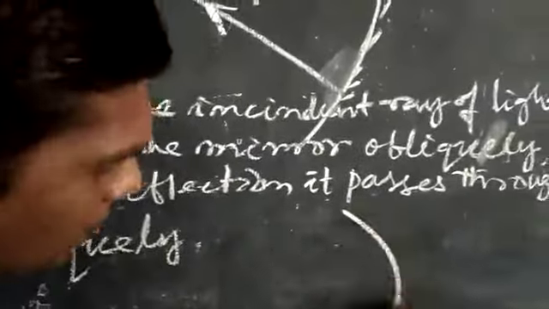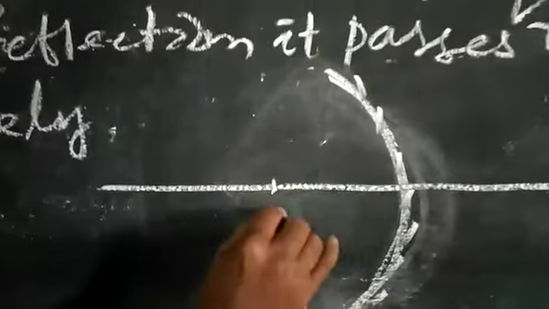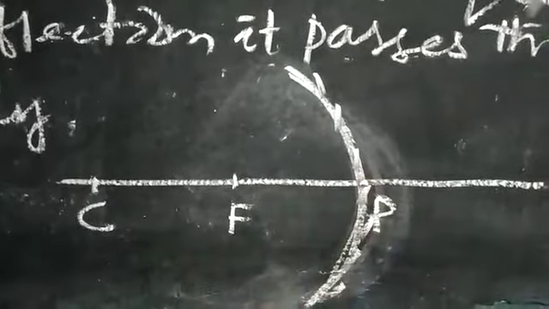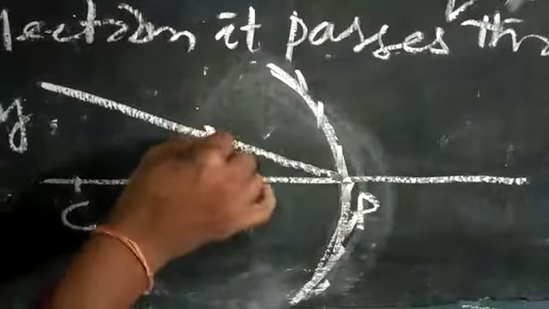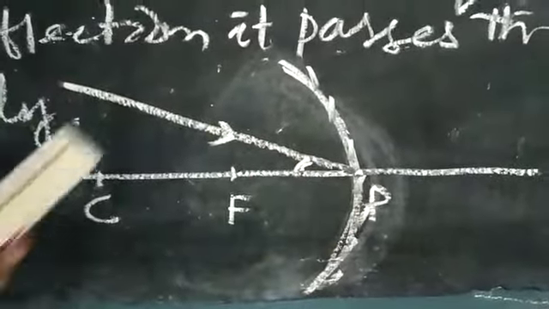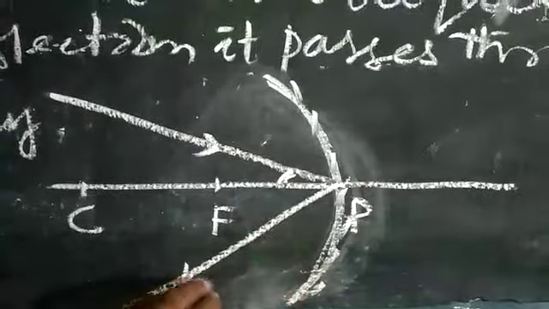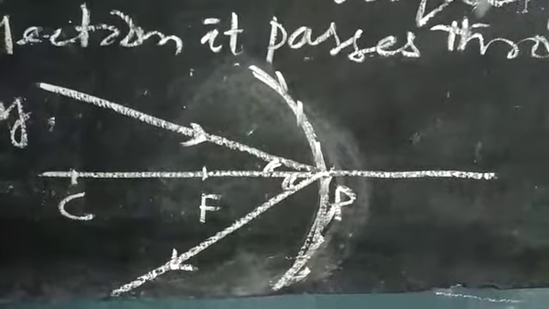How is it possible? See here, suppose this is the concave mirror, this is the principal axis, this is the focus F, this is the center of curvature C, and this is the pole of the mirror. Suppose this is the incident ray striking the mirror obliquely, that means it makes an angle here. After striking the mirror, it is reflected obliquely as well. That means the two angles should be equal to each other. So this is rule number 4.